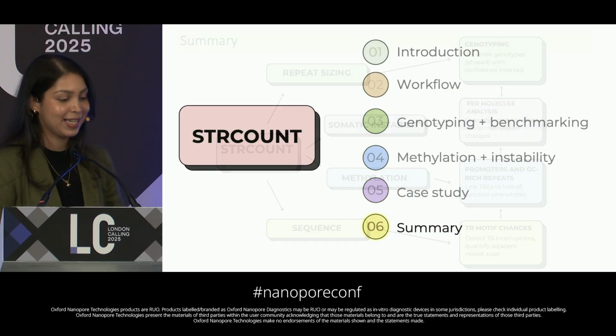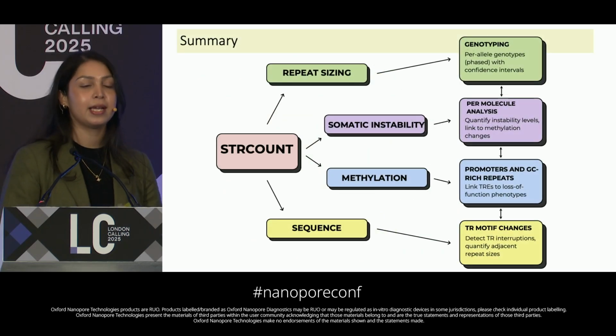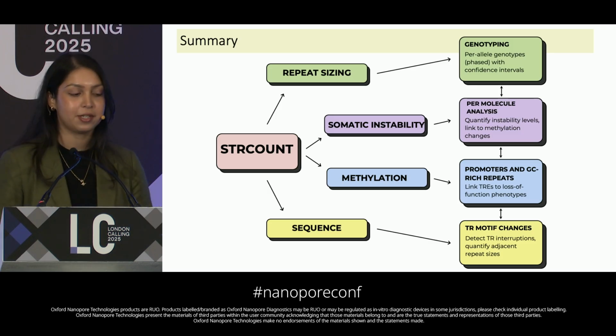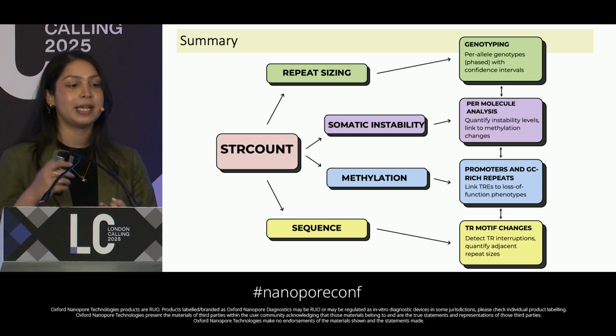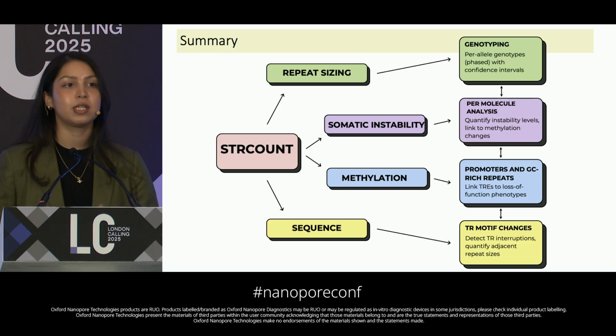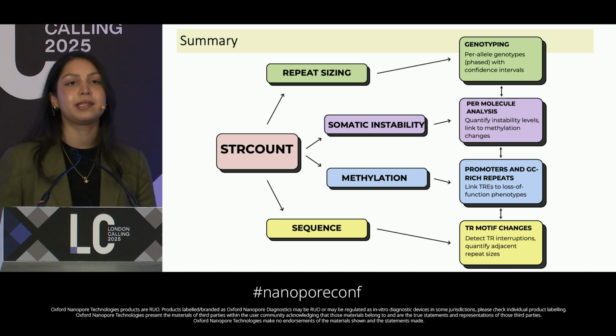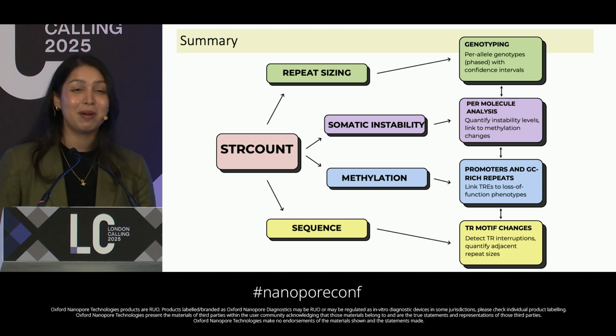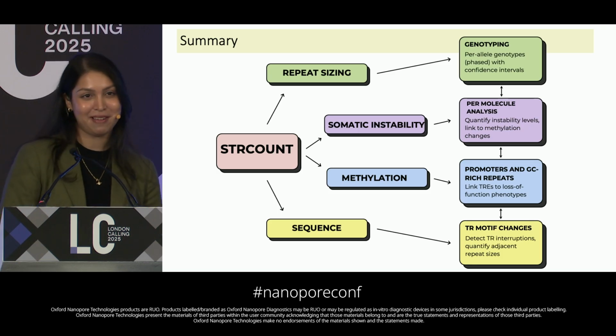That's the end of the case study, and I'll quickly summarize by saying the reason we developed STRcount is so that people are able to look at multiple different factors such as size, instability, methylation, and sequence holistically, because that paints a much bigger and better picture of why these tandem repeats contribute to disease. We've learned that repeats are quite complex, but analyzing them doesn't have to be.